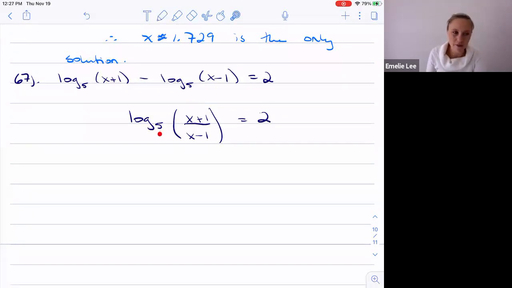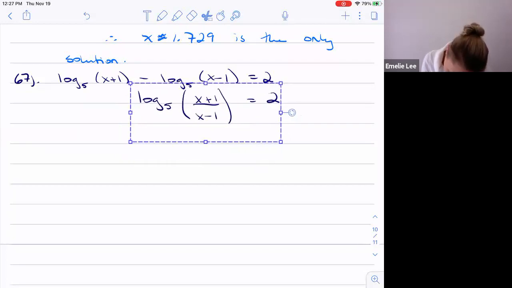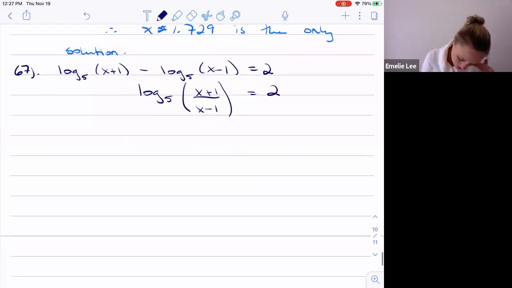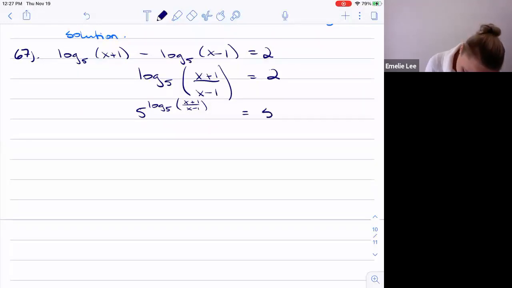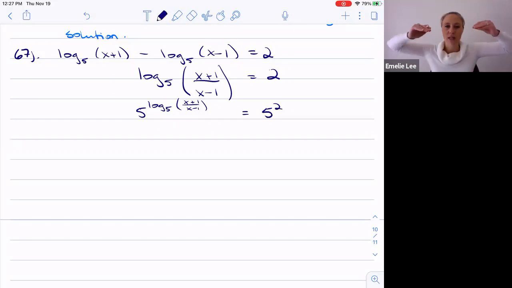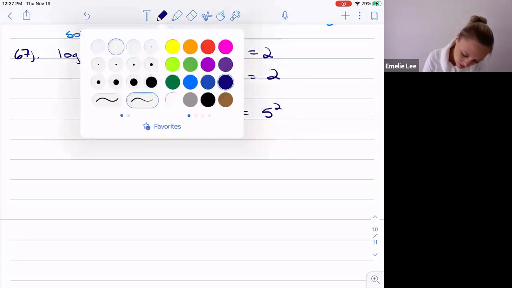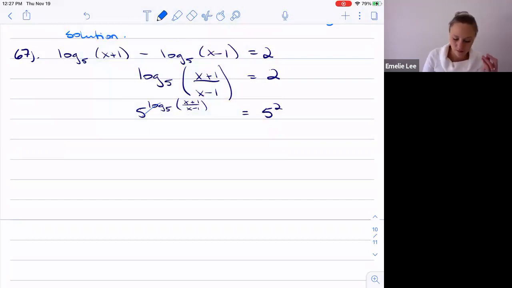Now I've got a base of 5 here, which means I have to raise it to the power of 5 in order to get rid of that log. That's how I'm going to get x plus 1 over x minus 1 on its own. So I get 5 to the log base 5 of (x plus 1 over x minus 1) is equal to 5 to the power of 2. What I do to one side, I have to do to the other side. The reason I did it is because they cancel, and so I get x plus 1 divided by x minus 1 is 25.